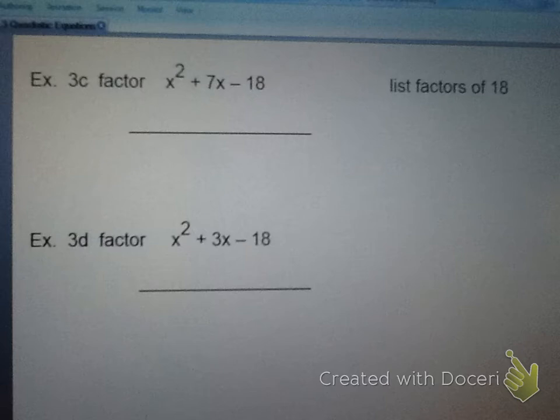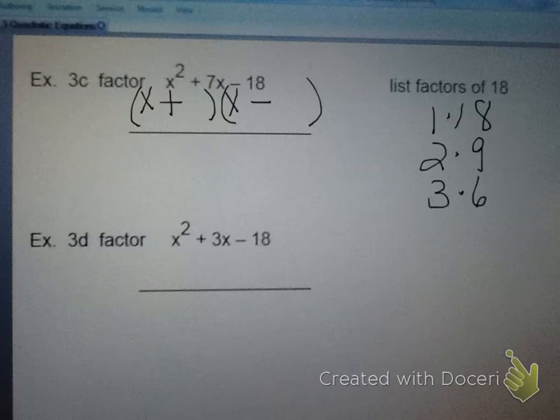Example 3c. Make our two binomials. Your signs are going to be different. Factors of 18. 1 times 18, 2 times 9, and 3 times 6. Now again, because the signs are different, we want to find which factors subtract to get 7, the 2 and the 9.